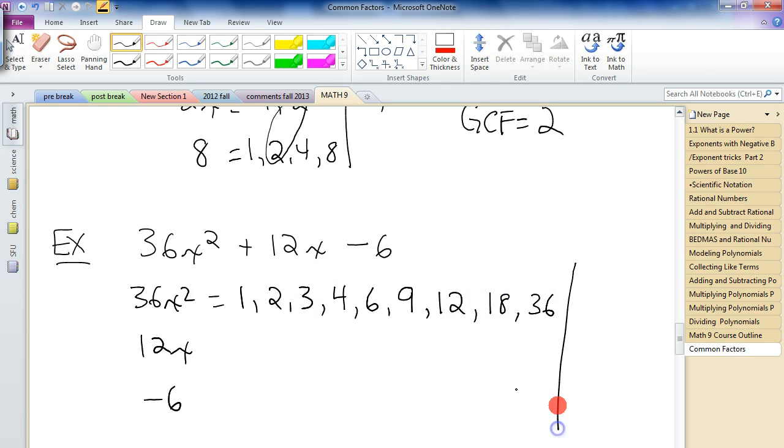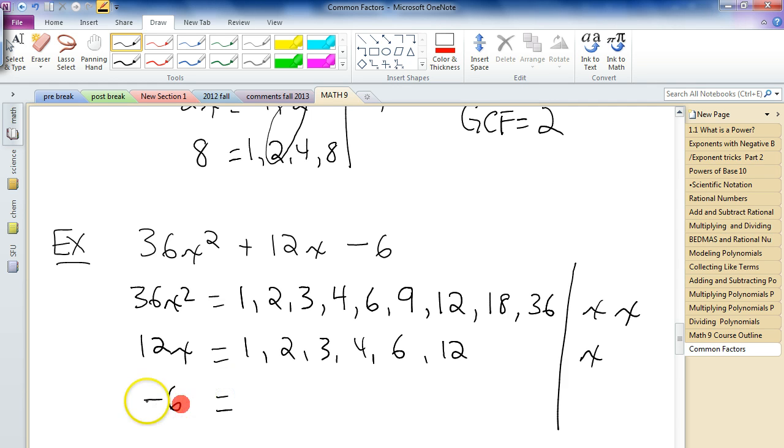So let's separate them out from the variables. We have two x's. 12x is made of 1, 2, 3, 4, 6, and 12. And it's got 1x it can add to the party.